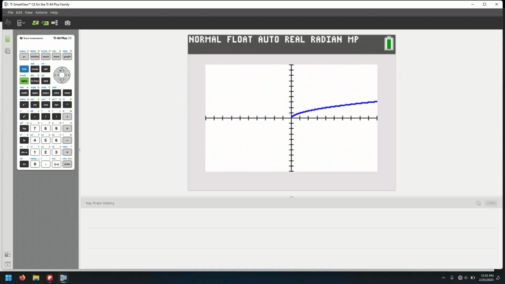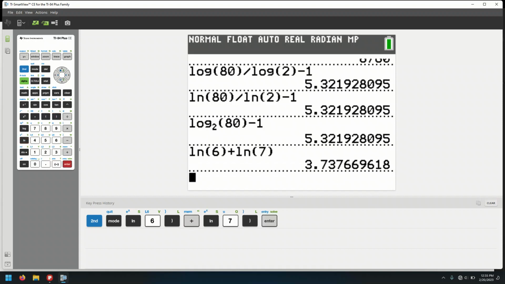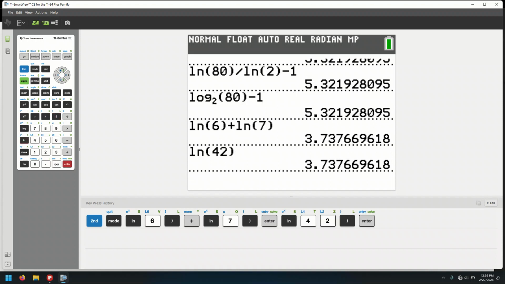Okay. So that's ln of 6, close parentheses, plus ln of 7, close parentheses. And I'm going to get this number, 3.73766, and many digits, versus ln of its equivalent value, that is ln of 42. Same result, all right? That's because we did the correct use of the sum to product rule of logarithms.